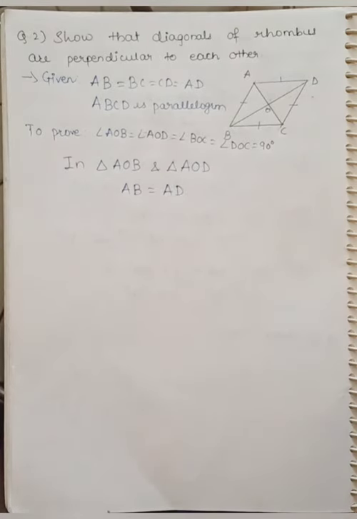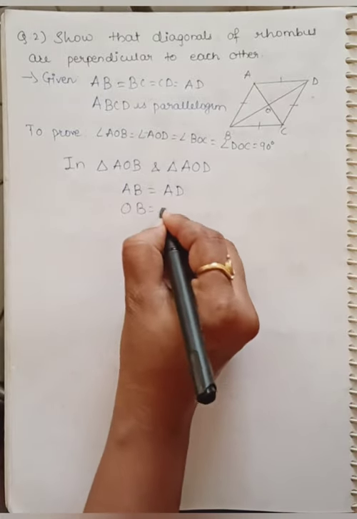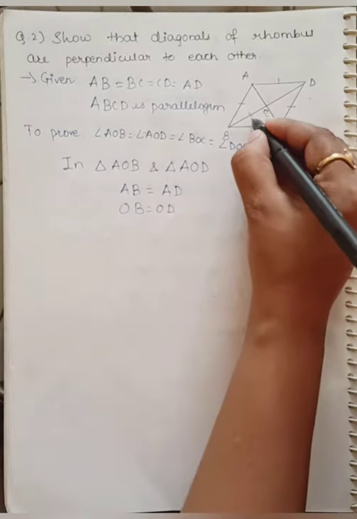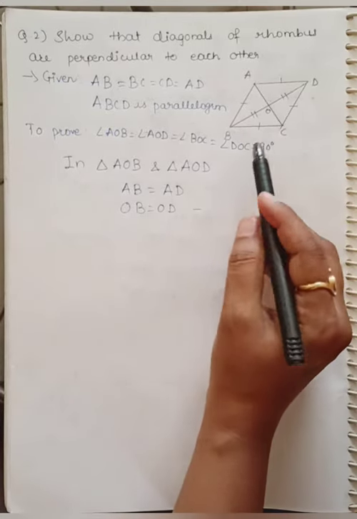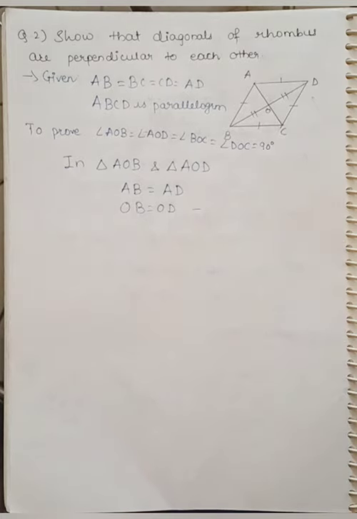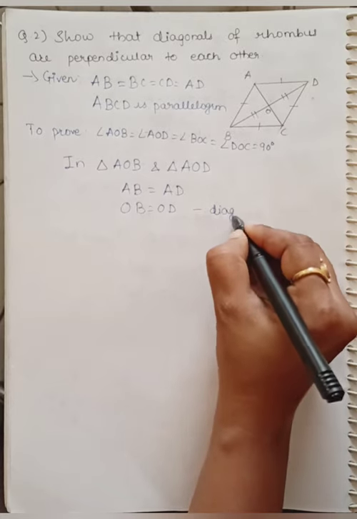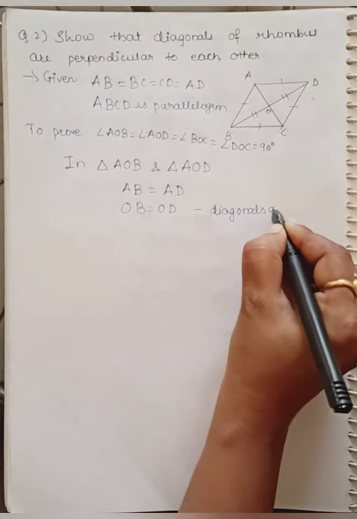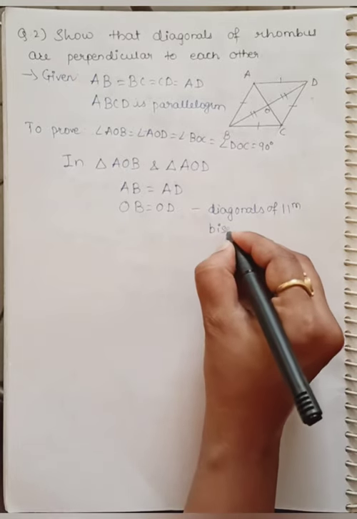Further, what is further equal? Is OB equal to OD? This length OB, is it equal to OD? Yes. Why? Because as we know, diagonals of parallelogram bisect each other. That property we have proved, so we can make use of it. That is, diagonals of parallelogram bisect each other.